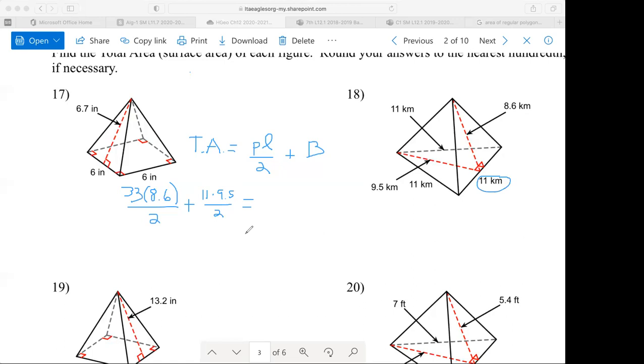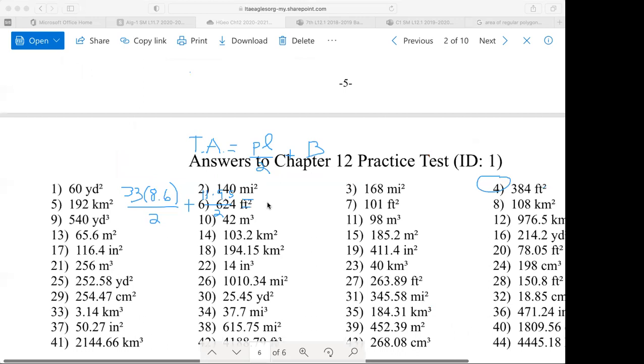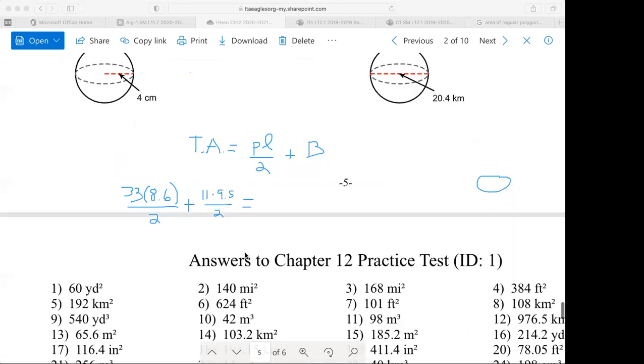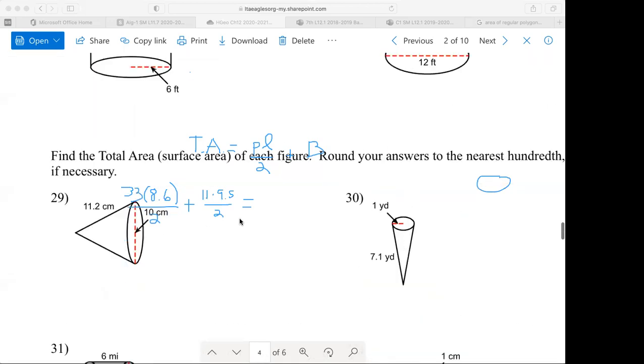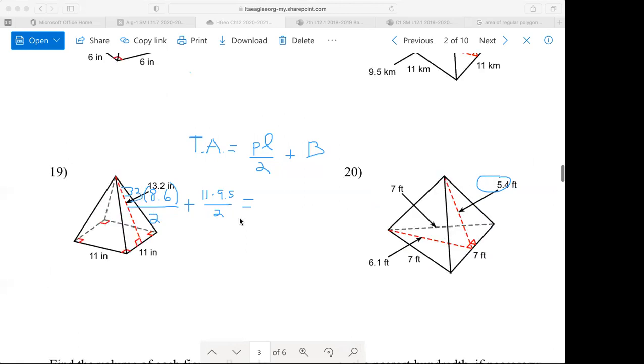I got 194.15. All right, let's just check the answer. What number was that? Oh yeah, it's 18. 194.15. Very good. Quicker than me. So that wasn't too bad.